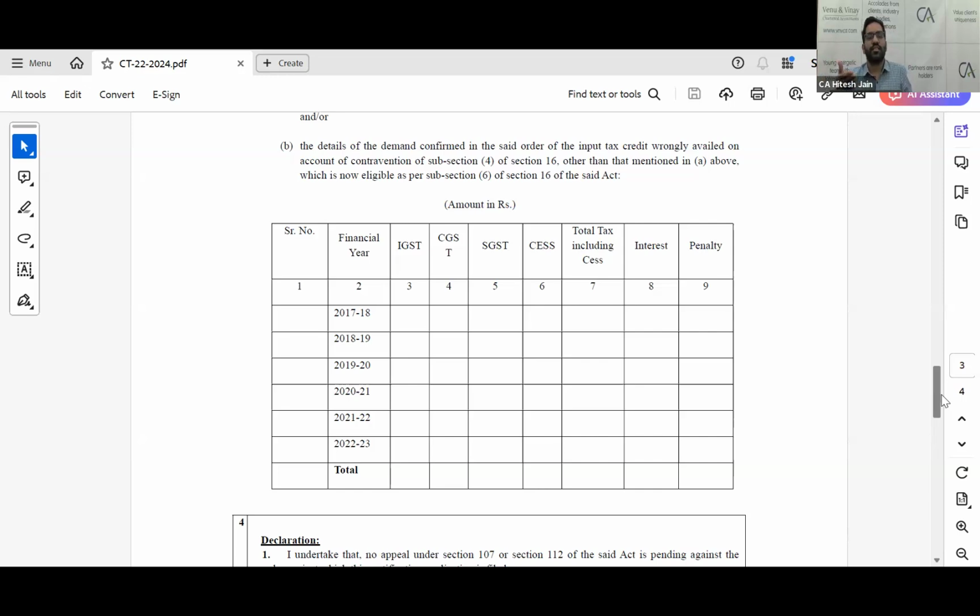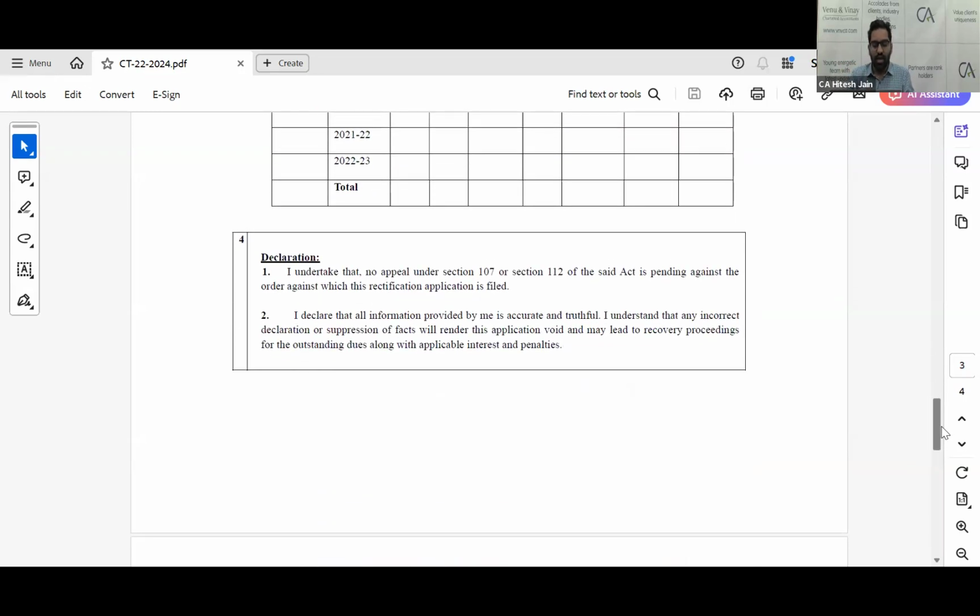If your case falls under 16.5, you need to fill table 3A of the annexure. If your case falls under 16.6, you need to fill table 3B of the annexure. And finally, you need to give a declaration that no appeal under section 107 or 112 of the said act is pending against the order against which this rectification is being filed. 107 is the first appellate appeal, 112 is the appeal to appellate tribunal.